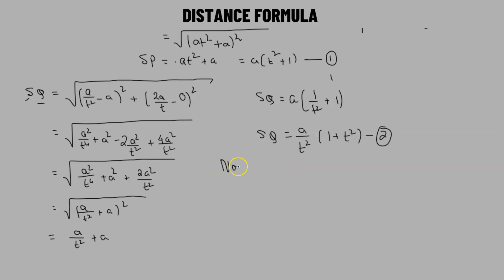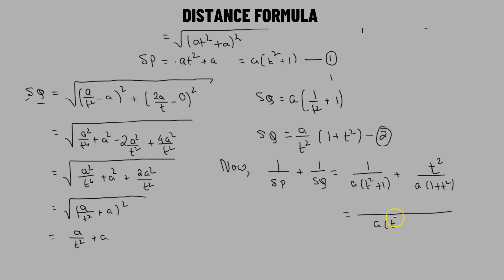Now we'll obtain the value of 1/SP and add it to 1/SQ. So we have 1 over SP, which we obtained as a times (t² + 1), added to 1 over SQ. We take the reciprocal of SQ, so that's simply t² over a times (1 + t²), so the t² in the denominator moves to the numerator. Fine. So let's combine them. We have a multiplied to (t² + 1) as the common denominator, and in the numerator we have 1 + t², so the (1 + t²) cancels out, and we are now left with 1 over a.